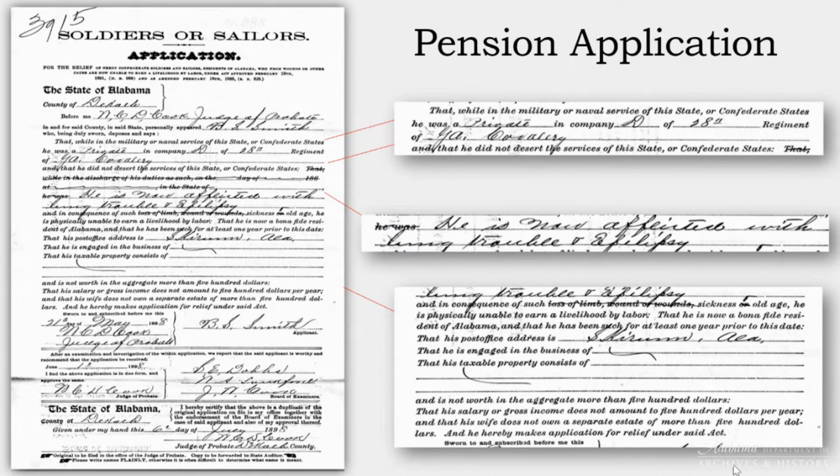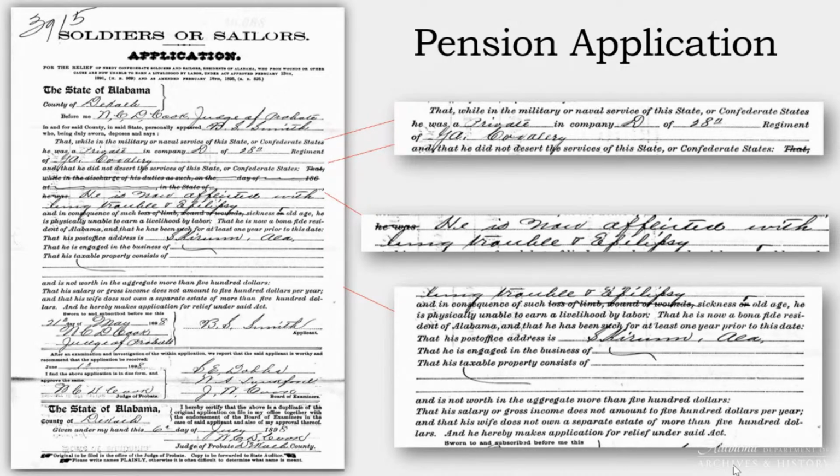We have the county of residence, the name of the probate judge, the name of the applicant, B.S. Smith, his rank, private, his company, D, and his regiment, 28th Georgia Cavalry. Remember, applicants applied to their state of residence, not the state they served with. The application further states, he is now afflicted with lung trouble and epilepsy, and in consequence of such sickness he is physically unable to earn a livelihood by labor.